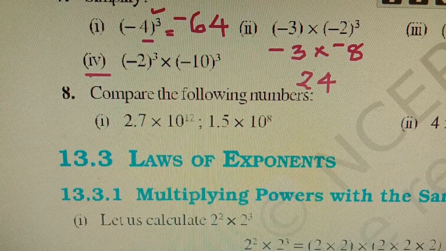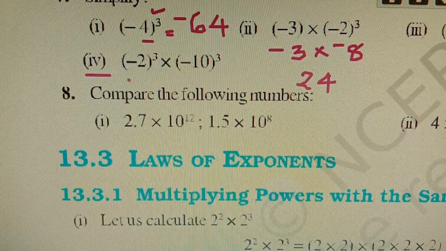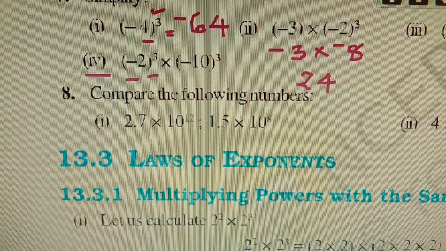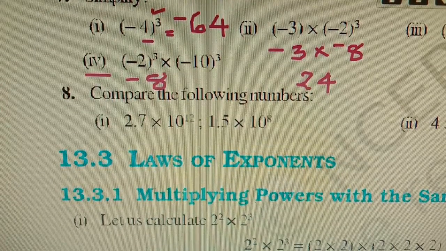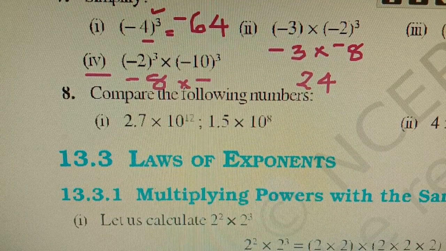Okay, so we completed those three questions. Here one more is there. Fourth one, minus 2 cube means minus 2 into minus 2 into minus 2, that is negative 8.